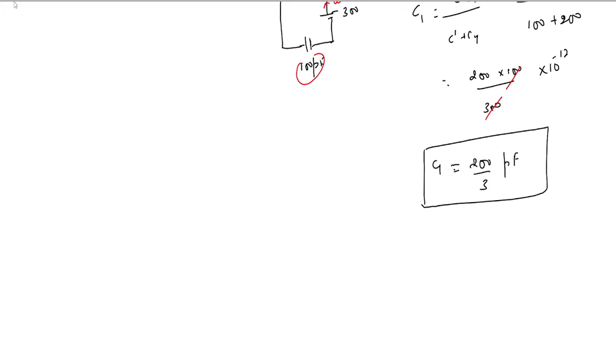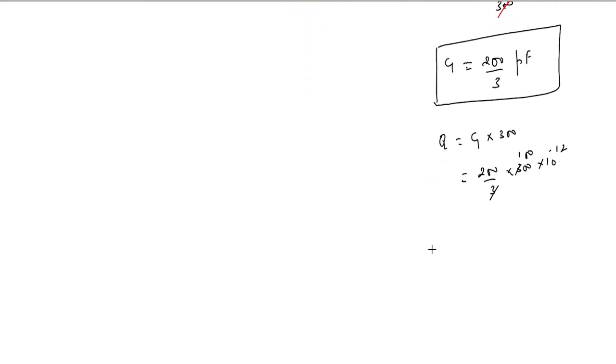In this case, we have found out the equivalent capacitance, which is 200 by 3 picofarad. So for the entire combination, the charge which comes out is called Q, that will be C into V, which is C1 into V, which is 300. That will be 200 by 3 into 300 into 10 power minus 12. So this is again 100 times, that is equal to Q is equal to 2 into 10 power minus 8 coulomb, and it will be 20 nanocoulomb. This is what is Q.